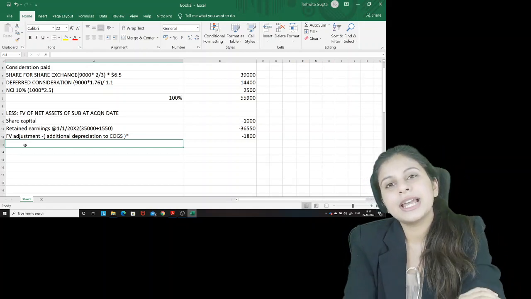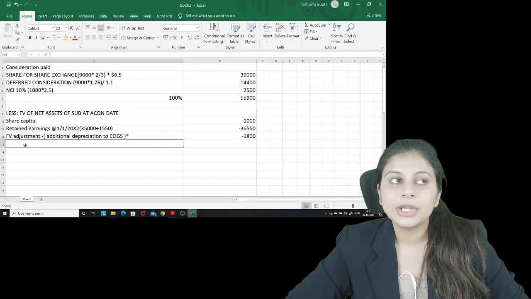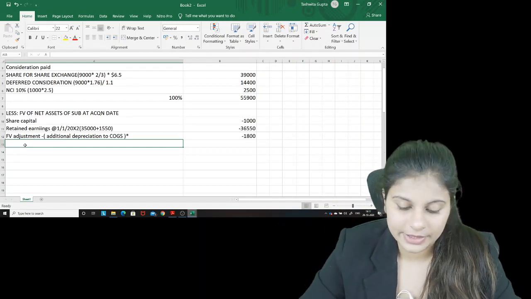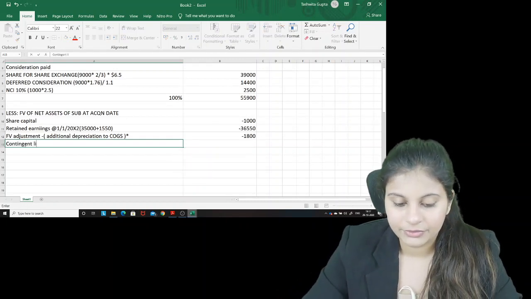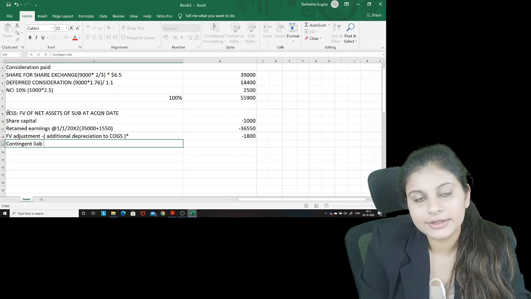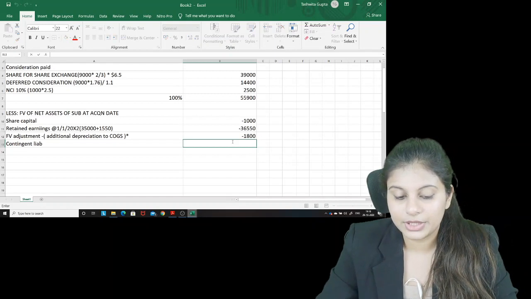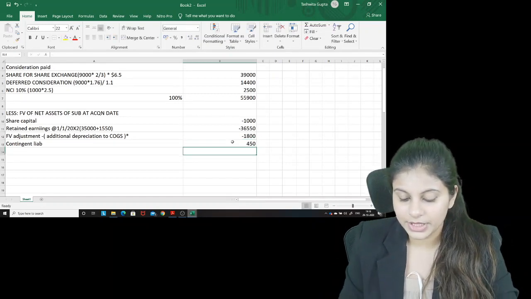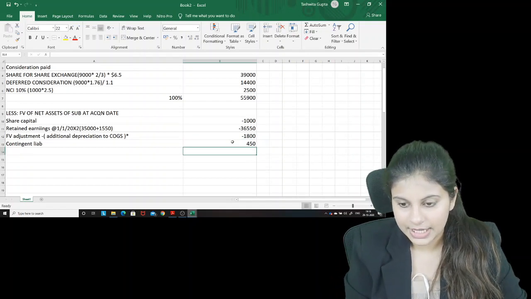Now, a contingent liability is an increase in liability. If it is an increase in liability, that means it reduces the net assets. So the contingent liability, which reduces the net assets, will actually be added here, because already there is a less here. I hope you're understanding this part. So it is 450, right? So let us calculate the fair value of net assets of the subsidiary as a whole now.